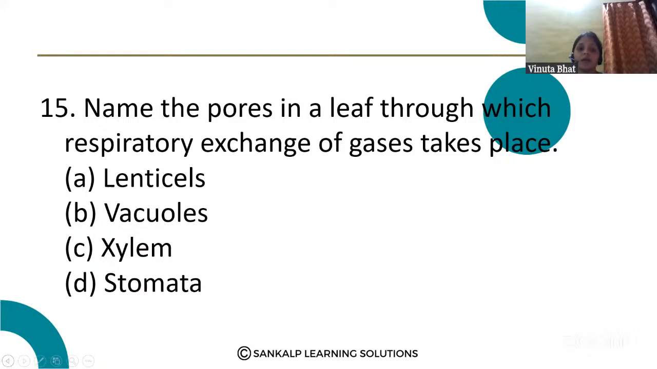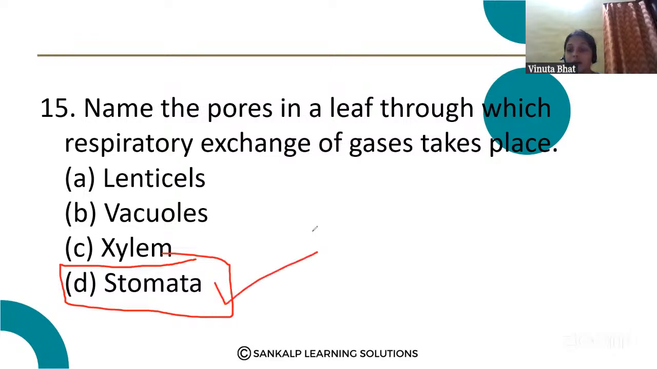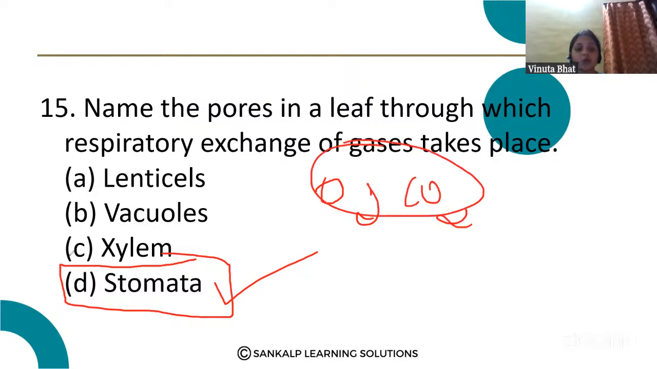Next question. Name the pores in a leaf through which respiratory exchange of gases takes place. Lenticels, vacuoles, xylem, stomata. The leaf contains small pores called stomata. Option D, stomata, where the exchange of the respiratory gases, that is oxygen and carbon dioxide, takes place. So option D is the correct answer.